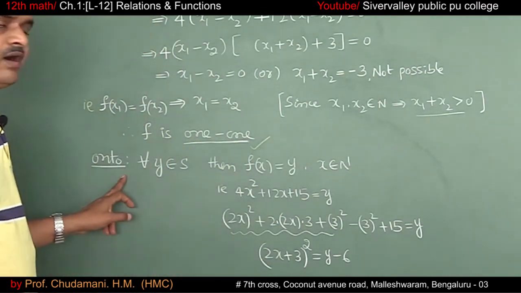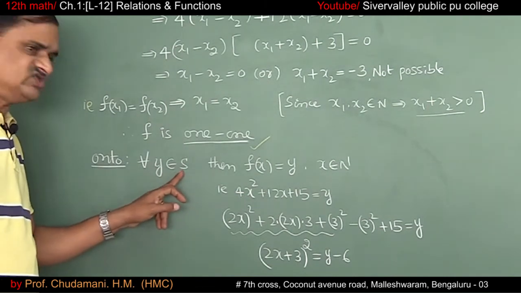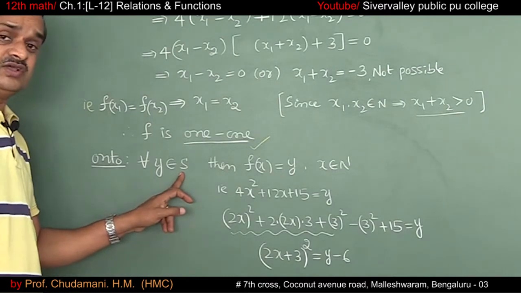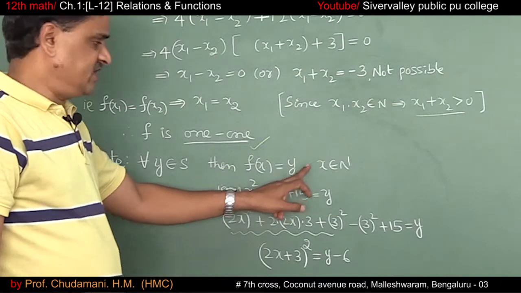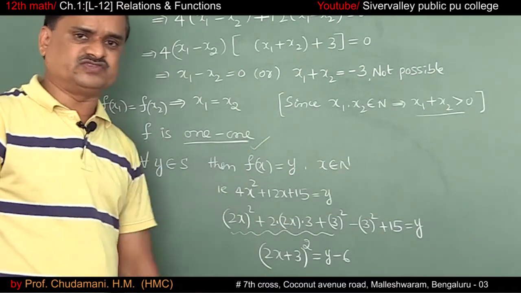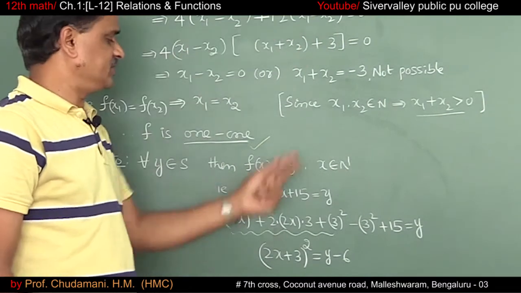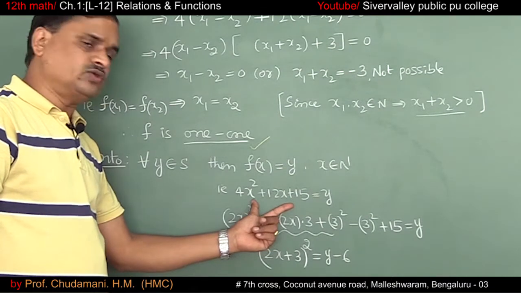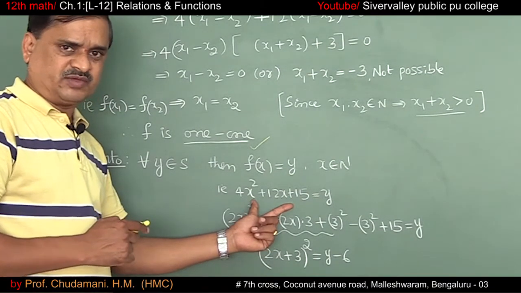Let us verify onto. For all y belongs to the codomain, that is the range of the function, the closed interval 6 to infinity, then f of x is equal to y for some x belongs to N. Let us verify this. f of x is what? 4x square plus 12x plus 15 is equal to y. So to solve for x, we need to apply the completion of square method.